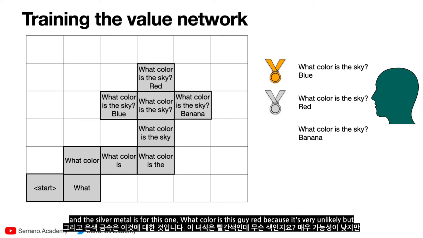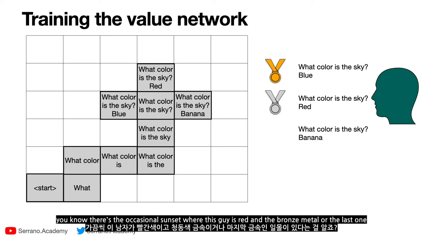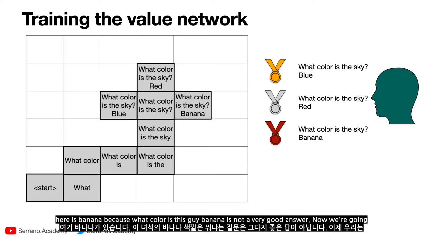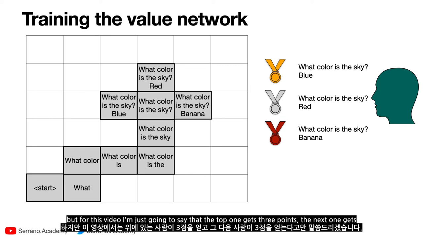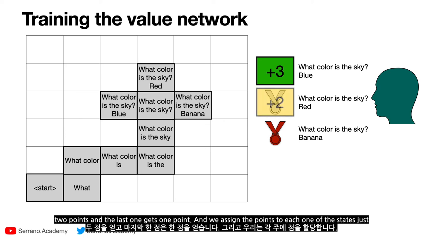What color is the sky? Red, because it's very unlikely, but you know, there's the occasional sunset where the sky is red. And the bronze medal, or the last one here, is banana, because what color is the sky? Banana is not a very good answer. Now we're going to turn these into points. And we can do this in many ways, and different methods do it in different ways. But for this video, I'm just going to say that the top one gets 3 points, the next one gets 2 points, and the last one gets 1 point.